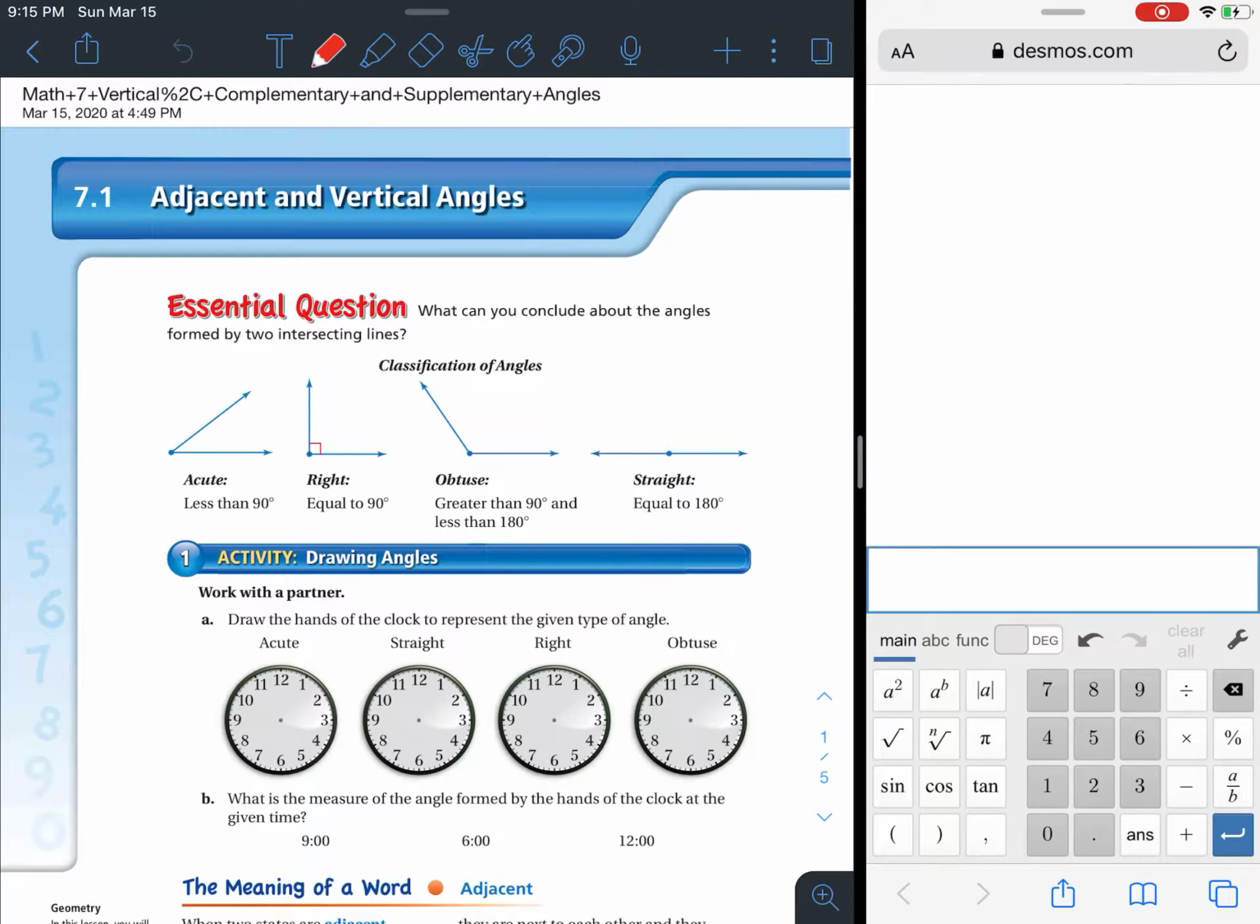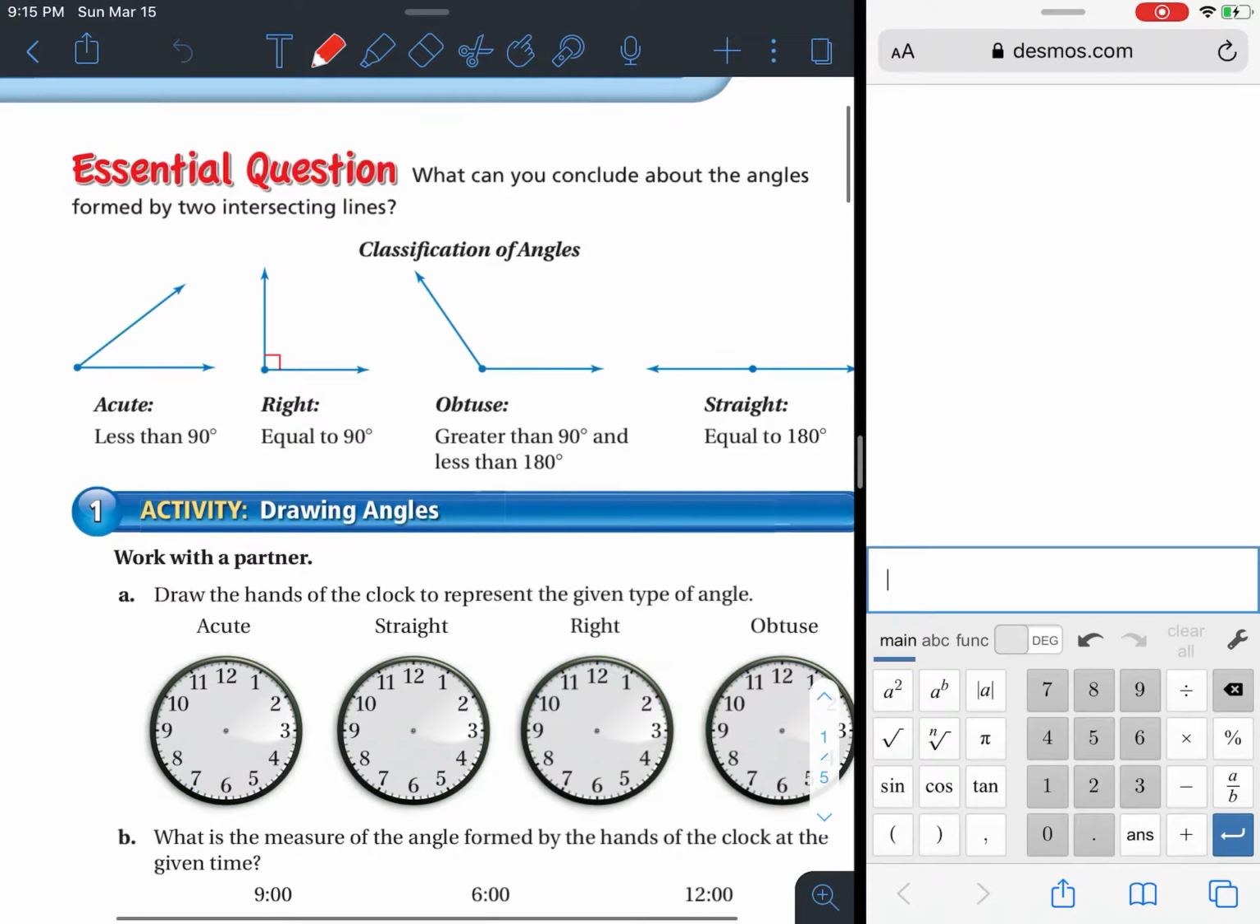So we're going to start with some angles today. First thing, we've got 4 different angles to start out with. Acute means it's less than 90. A right angle would be equal to 90, so if anything's smaller than that, it's acute. Anything bigger is obtuse, and then a straight line equals exactly 180.